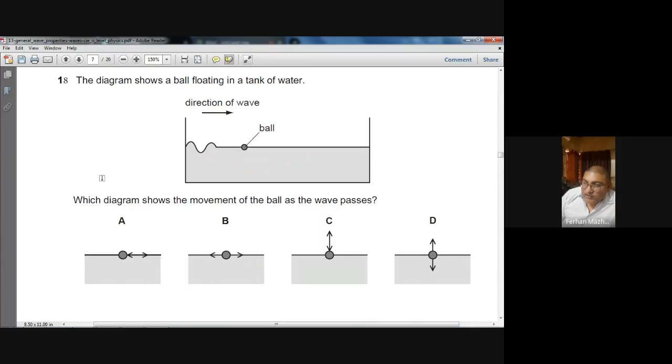The diagram shows a ball floating in a tank of water. Which diagram shows the movement of the ball as the wave passes? The waves are going from left to right. And because in water we have transverse waves, the particles of the medium will vibrate perpendicular to the direction of the wave. So the ball will vibrate up and down. So D is the right choice.